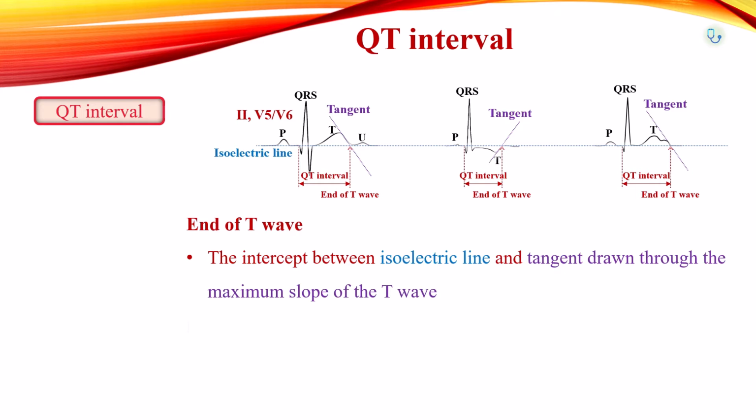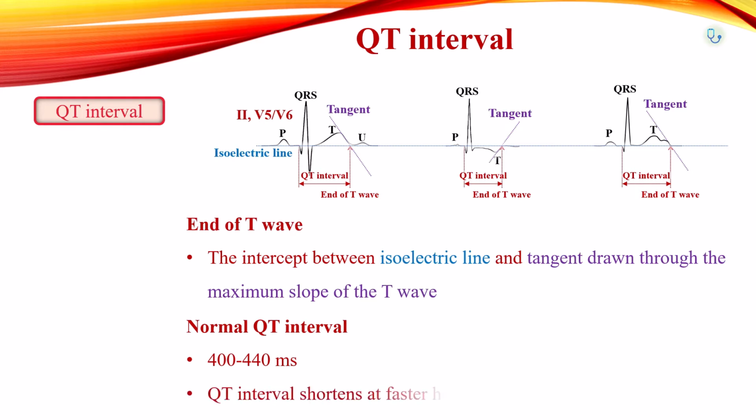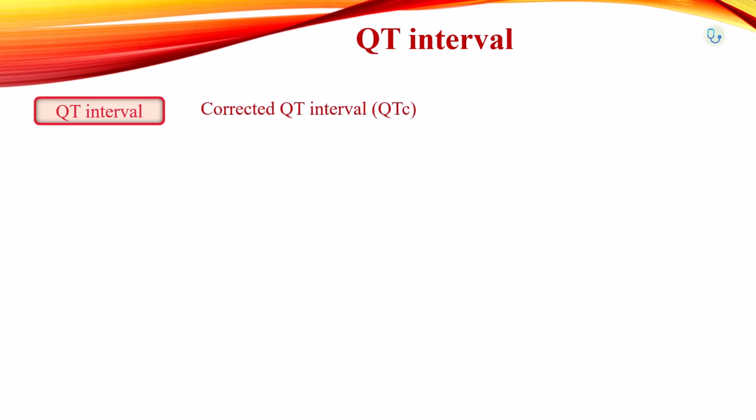The normal QT interval is controversial. In general, the normal QT interval is 400 to 440 milliseconds. Women have a longer QT interval than men. The QT interval is inversely proportional to heart rate. QT interval shortens at faster heart rates and lengthens at slower heart rates. Due to the effects of heart rate, the corrected QT interval, QTc, is frequently used.